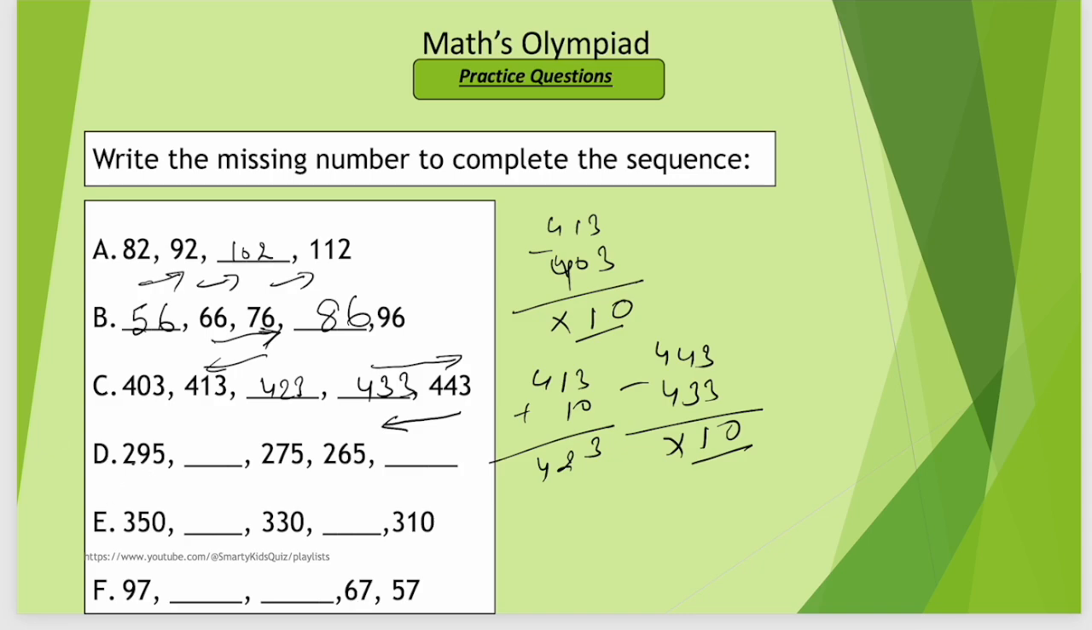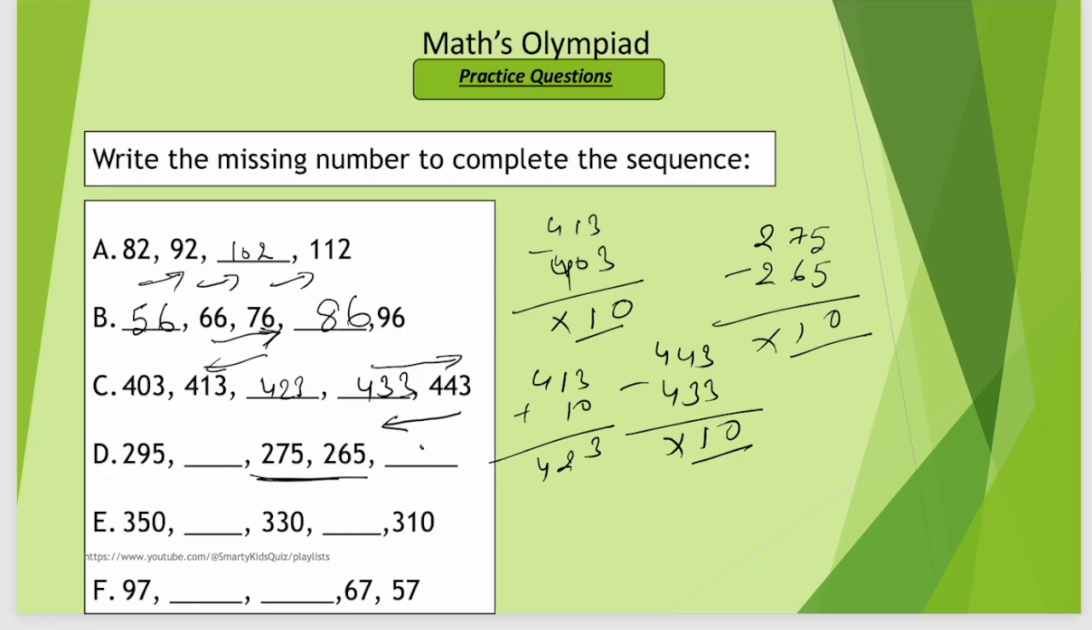Now D, 295, dash, 275, 265. Simple. So let's first check here what is happening, right? Whether it is increasing or decreasing. So 275 and 265, which one is big? 275 is big. So you just write 275, you write 265. Do minus. 0, 1 cancel. So it is decreased by 10. From 275 to 265 decreased by 10, right? So here also you can do decrease by 10.